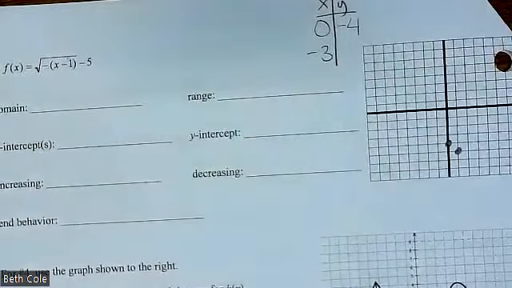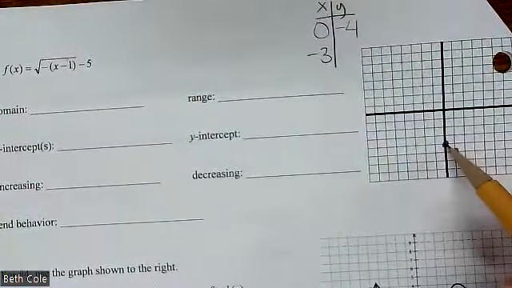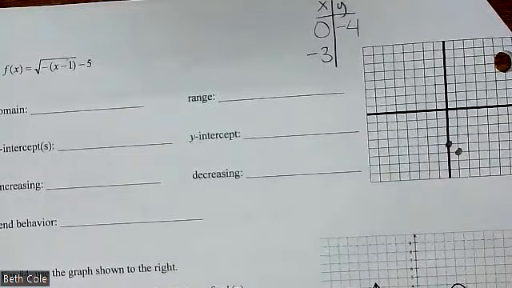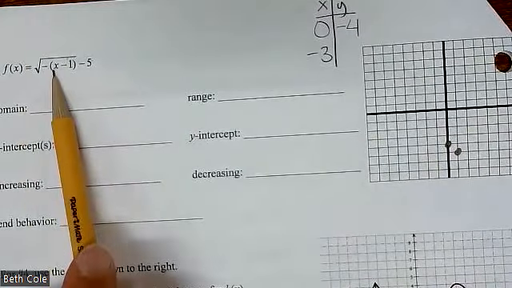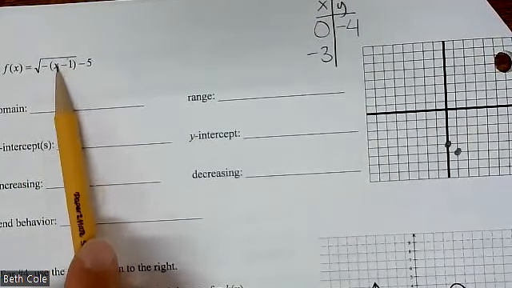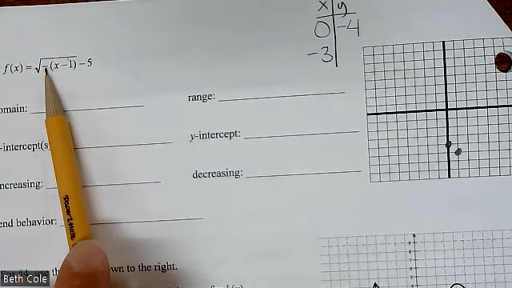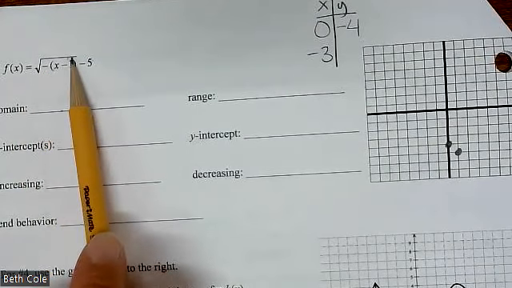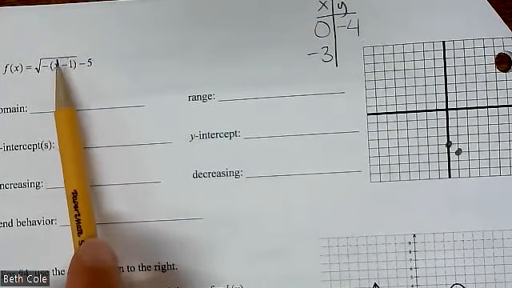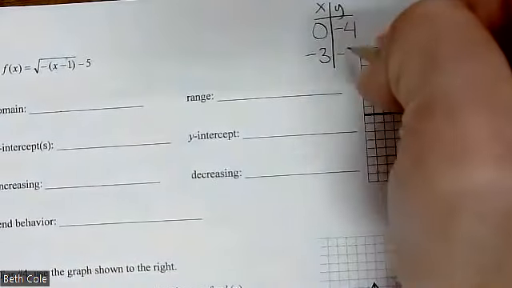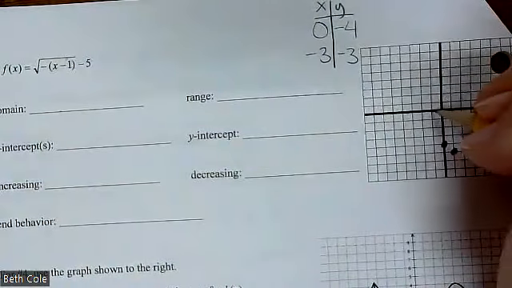But you can't skip that one because you need the y-intercept. So you can't go around skipping stuff, all right? -3 minus 1. -4, but it's going to be +4. Square root of 4, 2. And then 2 minus 5 is -3. So -3, -3.